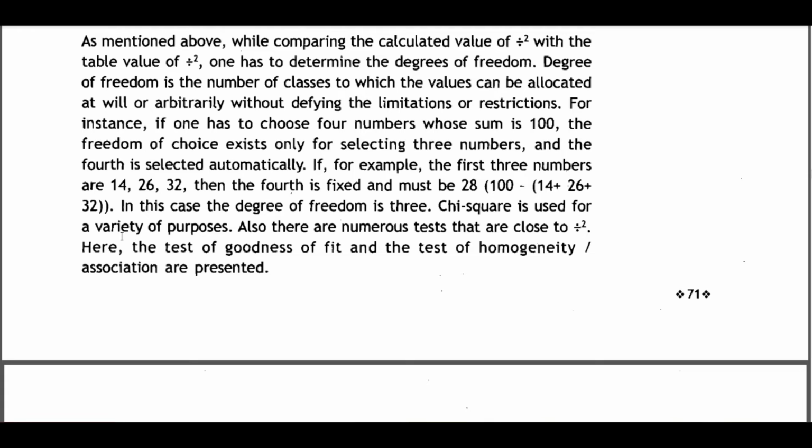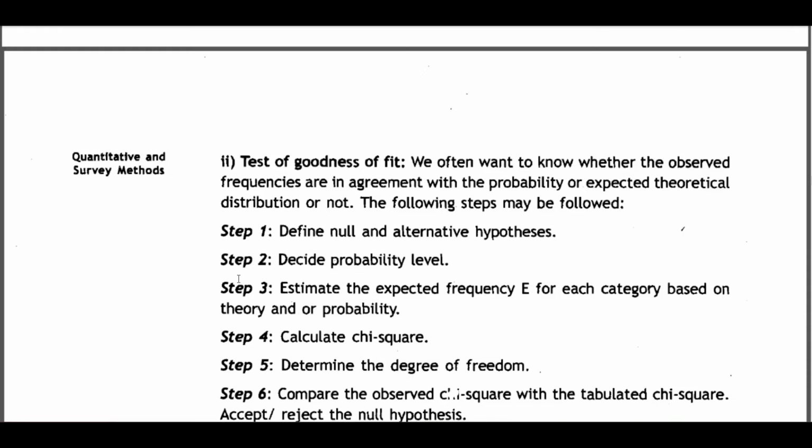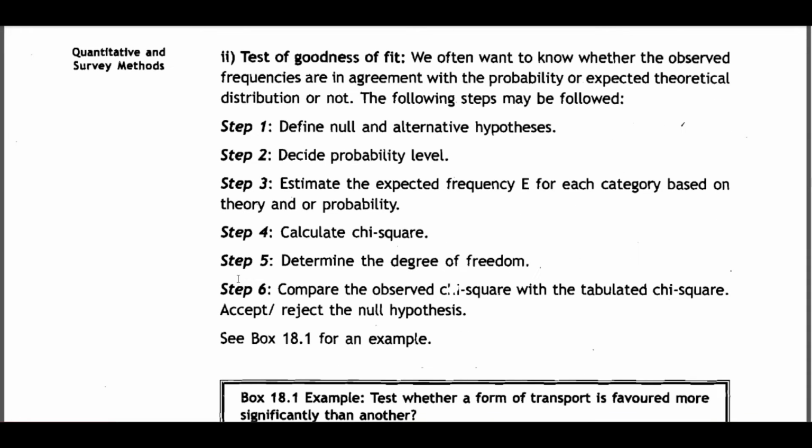Chi-square is used for a variety of purposes. Also, there are numerous tests that are close to chi-square. Here, the test of goodness of fit and the test of homogeneity or association are presented. Test of goodness of fit. We often want to know whether the observed frequencies are in agreement with the probability or expected theoretical distributions or not. The following steps may be followed.